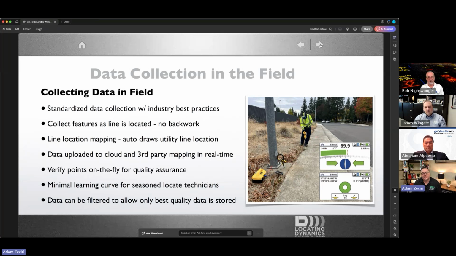So that data, as I said before, can be filtered to allow only the best quality data is stored. You can set that threshold however you want. Do you want to make sure it's within that 1 to 2 centimeter accuracy? Are you concerned about the tolerance zone alone? You can set that in the software and only store that data. You can only store it if it's fixed, or if it's in float, you can set all that however you want.